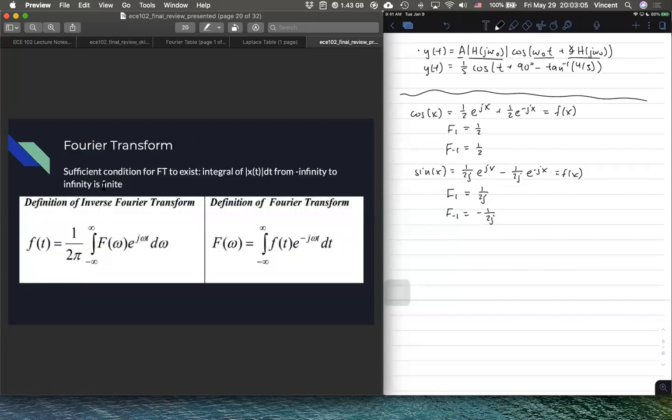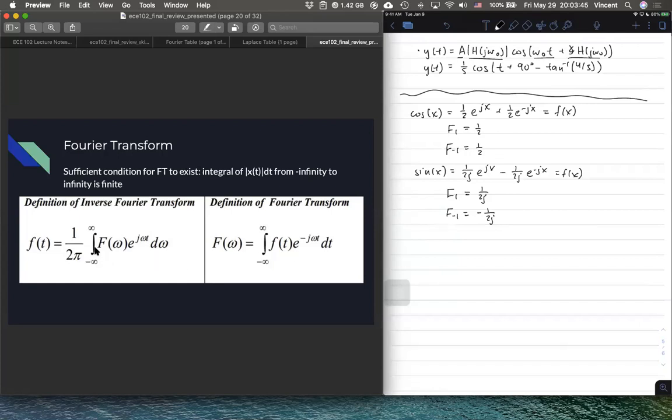Okay, and then Fourier transform. This is closely related to the Fourier series expansion, except for the fact that the Fourier transform can be applied to any signal, regardless of whether or not it's periodic. That's the reason it's more widely used. A sufficient condition for the Fourier transform to exist is that the integral of the magnitude of the signal from negative infinity to infinity is finite. So as long as it's a finite signal, then its Fourier transform is sure to exist, regardless of whether it's periodic. And these are the definitions.